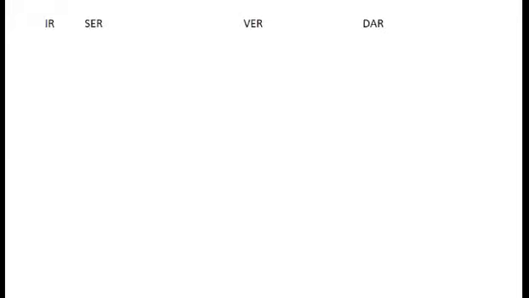Now ver is barely irregular. It's got a predictable pattern, just a little bit different. Dar is pretty weird, but it's very similar to ver, so I'm going to group these two together. And ir and ser, we're fortunate in that they're the same conjugation. It's a pretty weird, unpredictable conjugation, but at least we get two verbs out of it. I'll get to that in just a minute. Let me start with ver because that one's probably the easiest.